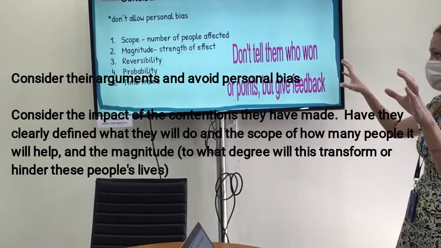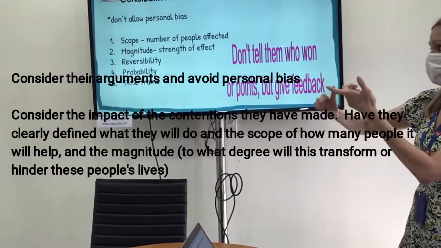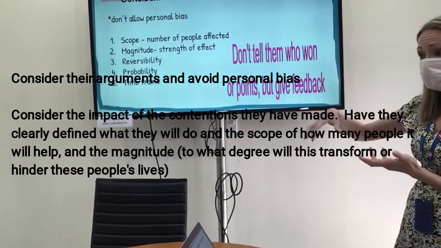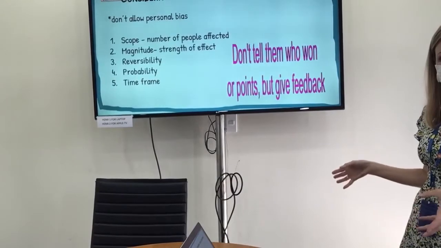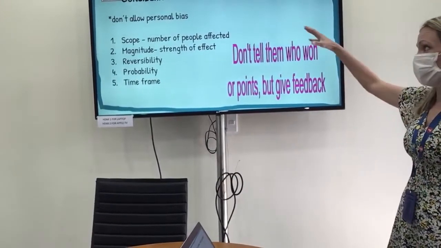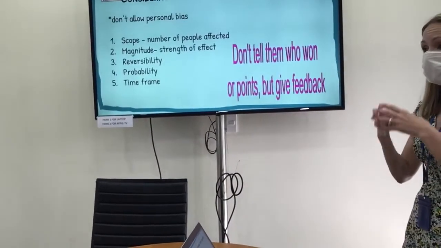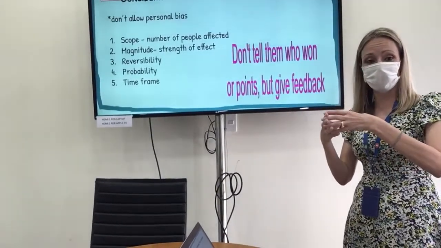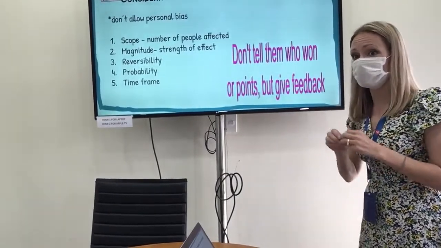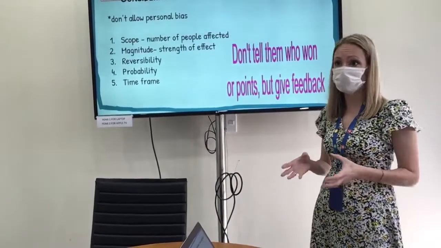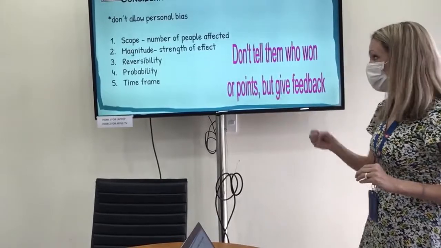So scope, the number of people affected if the decision were to go one way. So the resolution for our tournament is that birthright citizenship should be abolished in the United States. So does that affect a lot of people in the way that they framed it? Magnitude would be the strength of the effect. So for example, is somebody minorly inconvenienced, or is their entire life totally transformed? So the number of people, but also the strength of the effect for them.